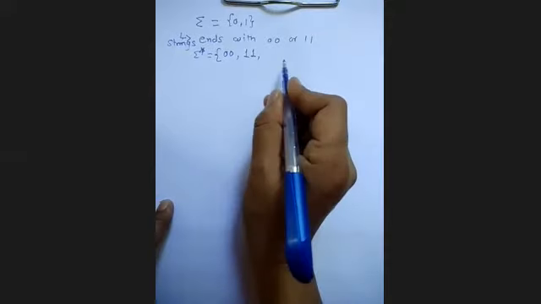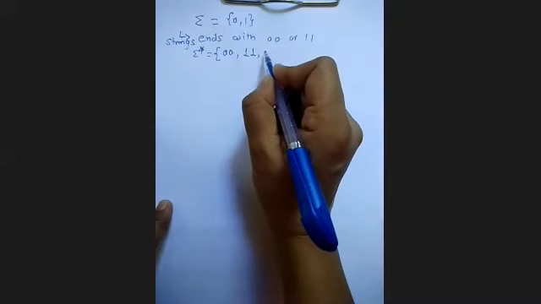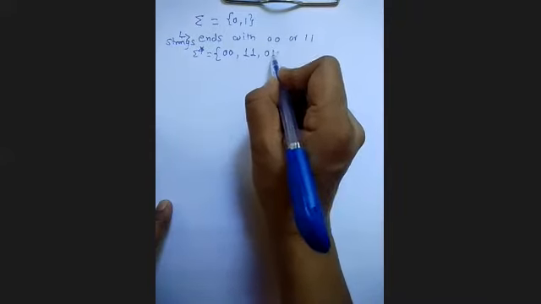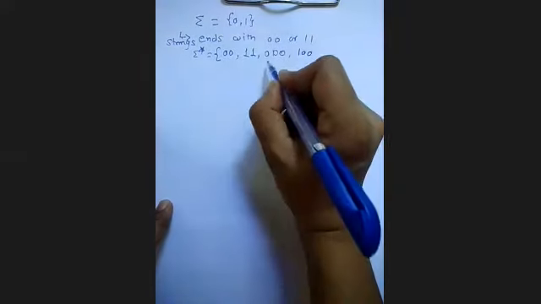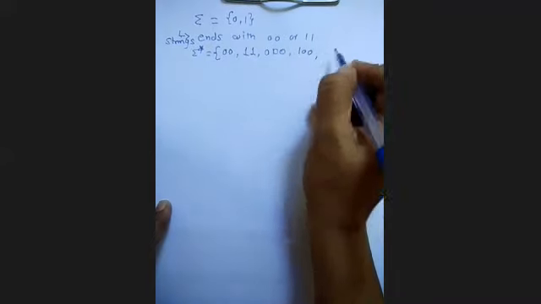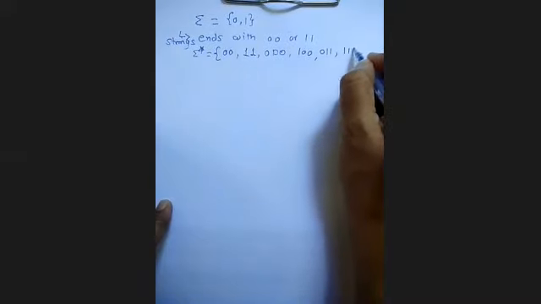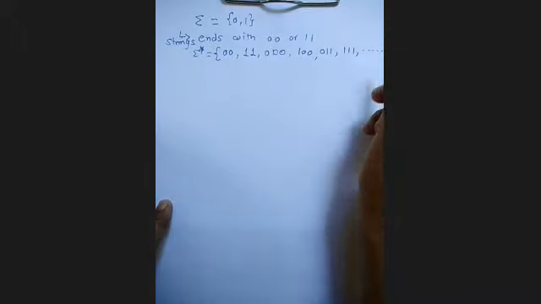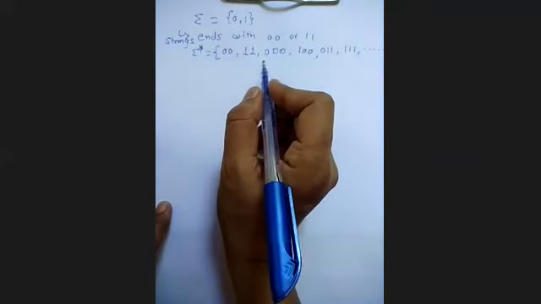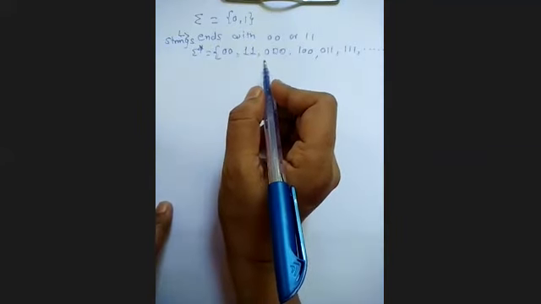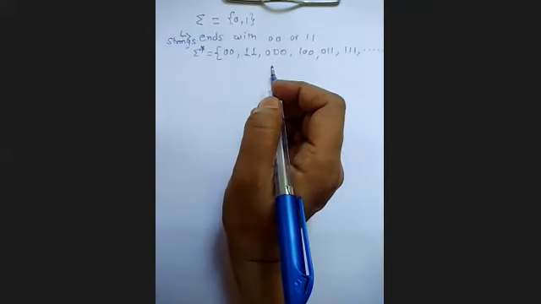Now you can note down the strings of length 3 after this, but it should end with 0 0 or 1 1. So 4 possibilities are there, correct? 0 0 0, 1 0 0, 0 1 1, or 1 1 1. In the same way, now you can list the strings for this language, but it should end with 0 0 or 1 1. Okay, is that clear? Is the language clear?